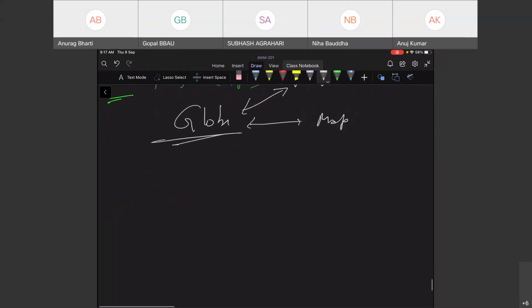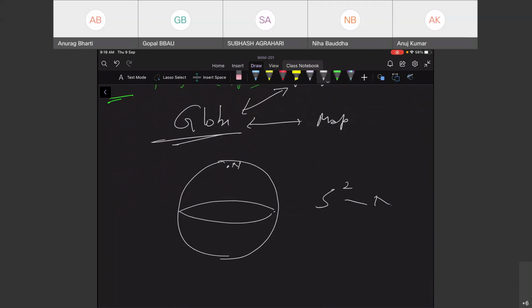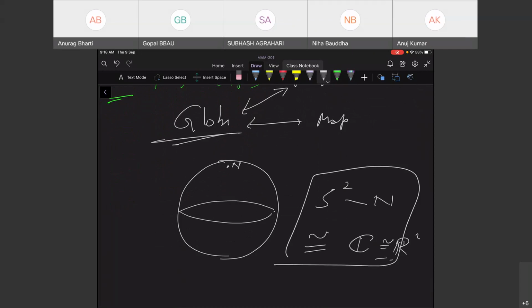ठीक है तो आपने अगर कॉम्प्लेक्स एनालिसिस में शायद ये देखा हो तो बहुत अच्छा है. वहां पर ये होता है कि ये जो S2 है, S2 minus North Pole is same as C. This is nothing but R2. Okay. So I'll stop here.